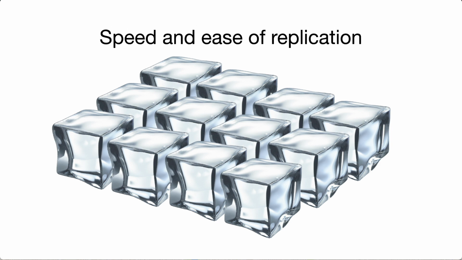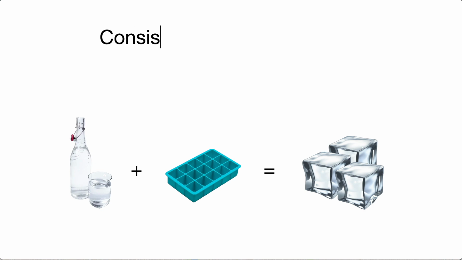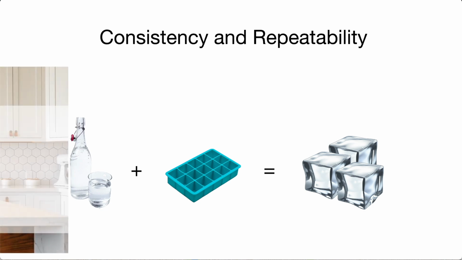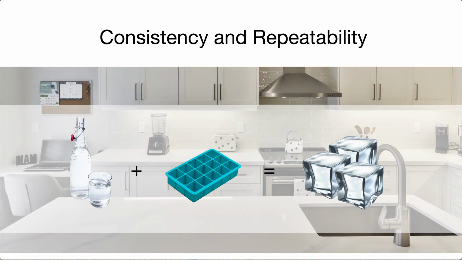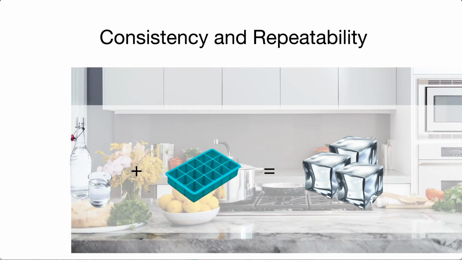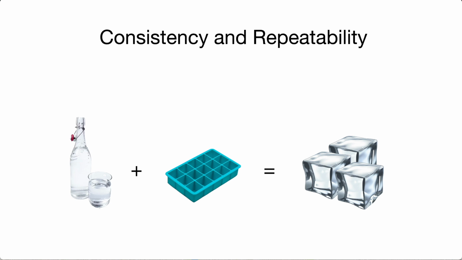If you need more ice cubes, you just fill the tray with water and freeze it. It's a quick and simple process, and each ice cube is identical to its predecessors. Similarly, creating another container is a swift and straightforward process, and every container is consistent with the ones before it. Regardless of where you freeze them, as long as you use the same water and freezing process, the ice cubes will be the same. Similarly, containers ensure the application will function the same way no matter where it's deployed.